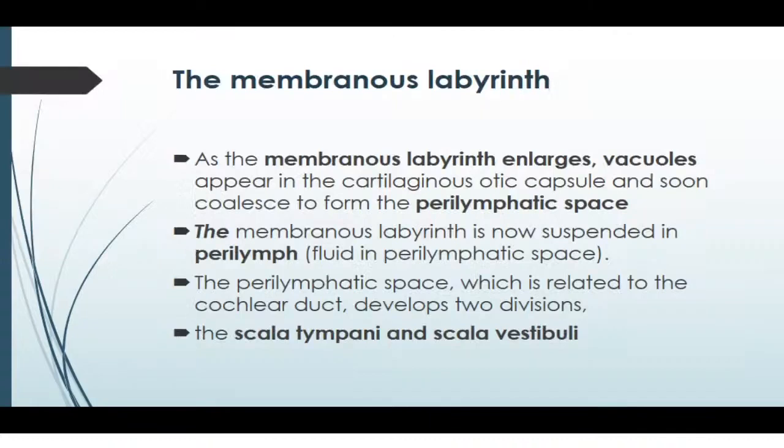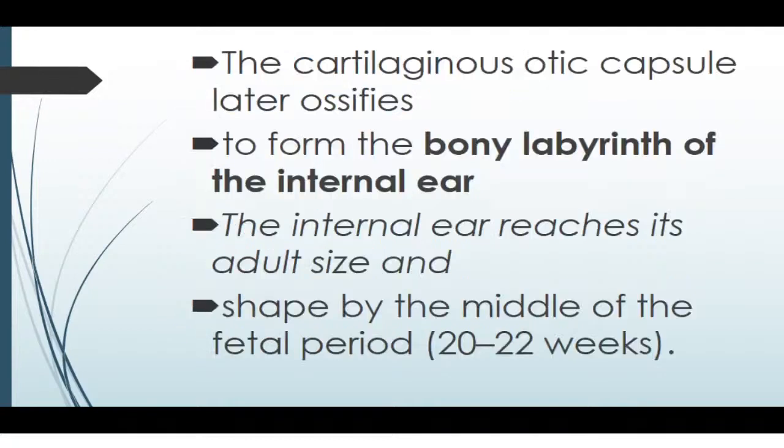And the membranous labyrinth. As the membranous labyrinth enlarges, vacuoles appear in the cartilaginous otic capsule and soon coalesce to form the perilymphatic space. The membranous labyrinth is now suspended in perilymph. The perilymphatic space related to the cochlear duct develops a division, and the scala tympani and scala vestibuli form. The bony labyrinth of the internal ear surrounds the membranous labyrinth inside.